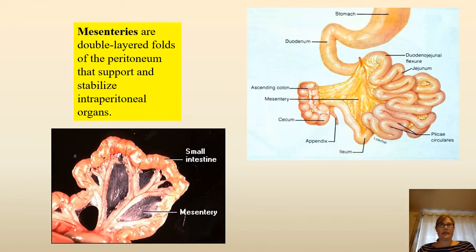These are a couple of nasty pictures of the mesenteries, but they are double layered folds of the peritoneum. Their job is to support and stabilize intraperitoneal organs. So we're not talking about retroperitoneal, along the back wall where the kidneys are. We're talking about things within the front of the ventral cavity, the anterior ventral cavity. In this case, we can see this is an actual cadaver, but we see the mesentery. It's almost like a webbing that sits here in these spaces.